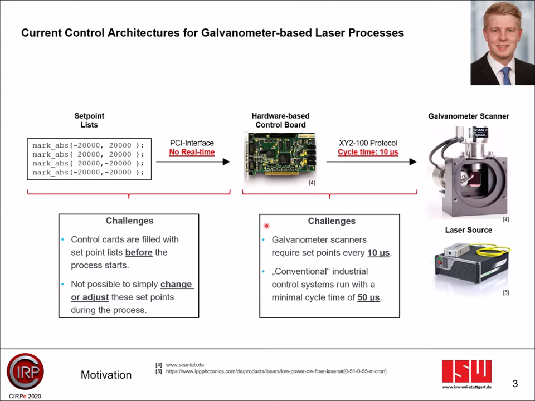In industry, special control boards are used to command the galvanometer scanner and laser source. These boards are processing set point lists in a typical cycle time of 10 microseconds required by the galvanometer scanner. The set point lists contain the geometric information about the path to be exposed and are transferred to the control board via a PCI Express interface before the process starts.